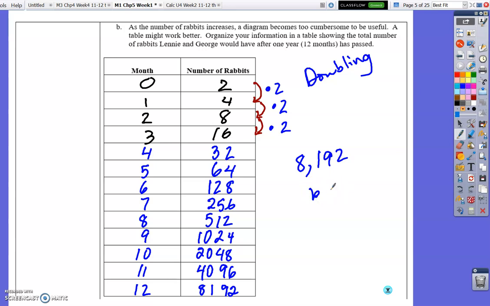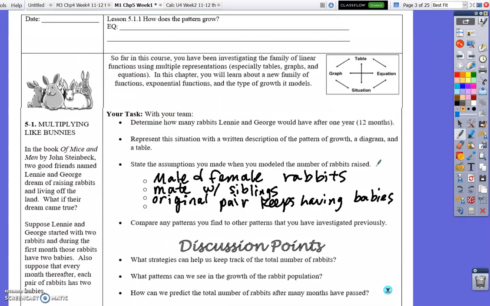Anybody want to tell me what my fourth assumption is? 1, we already said that the original rabbits keep producing. Everybody, it doesn't matter who they're mating with. We always get a male and a female. And no rabbits ever die. That's the fourth assumption. No rabbits die. And within a year, that's probably pretty reasonable. But that's the idea.